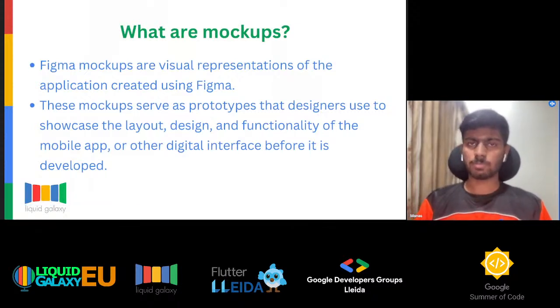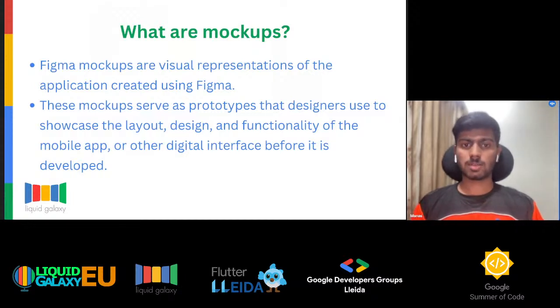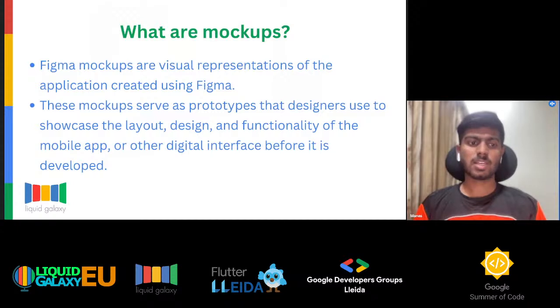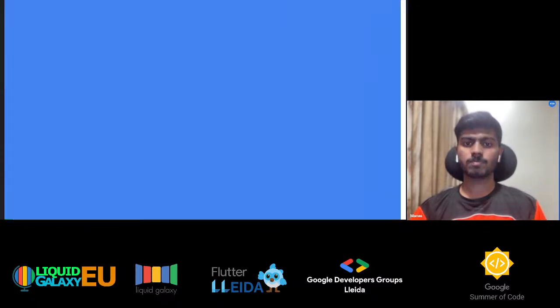Now, you might be thinking, what are mockups? Basically, Figma mockups are the representations of the UI which you are making in Figma. The designers, as I said earlier, can develop these mockups to showcase the layout of the overall application, how we are going to design it, and also functionality. So before making any digital interface or UI, for example, when we are creating an application using Flutter, we code it. Before coding it, you can make the design using different mockups in Figma.